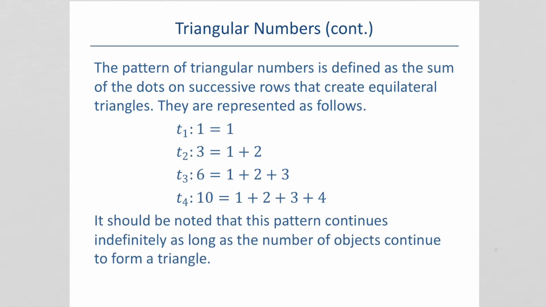The pattern of triangular numbers is this. The first one is just 1. The second is 3, which is 1 plus 2. The third is 6, which is 1 plus 2 plus 3. You add up all the previous. Then 1 plus 2 plus 3 plus 4 is 10. And that makes each time you add the previous.